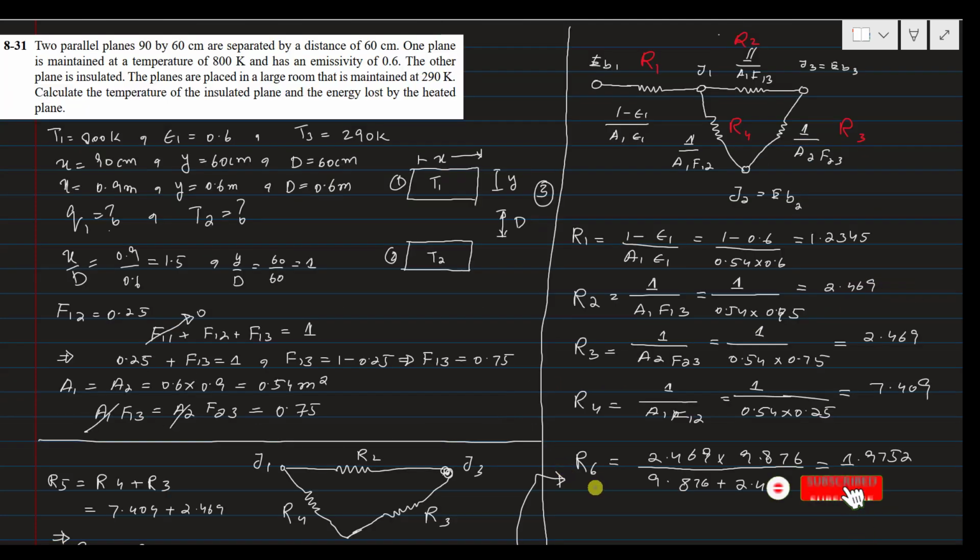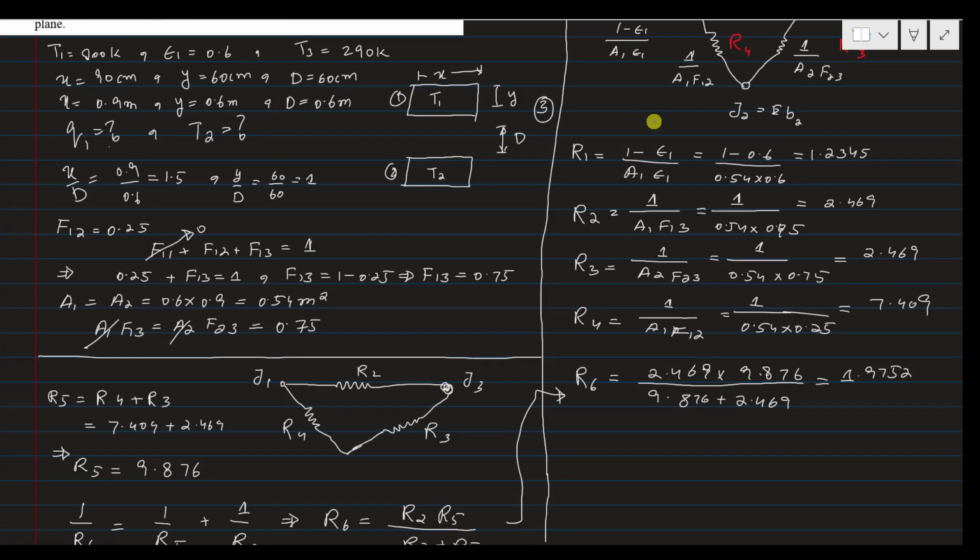Also, this resistance R6 is the net resistance of this triangular shape resistance, so it is the net resistance of R2, R3, R4. In terms of the triangular shape, I can write R6, and it is in series with R1. So the total resistance of this resistance network diagram is simply RT, that is R total, equal to R1 plus R6.